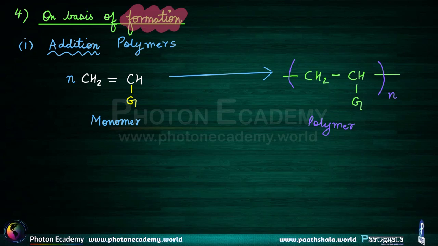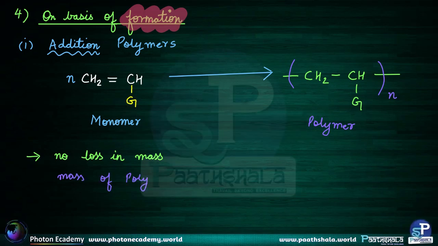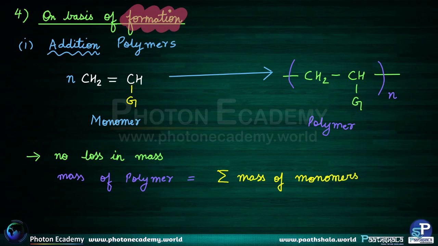A few points that we have to keep in mind over here. The first one is that there is no loss in mass. And what do we mean by that? When we begin to find the mass of the polymer, it actually turns out that it is the summation of the mass of monomers. So imagine that we have taken 8 monomers, then the mass of the polymer will be 8 times the mass of one single monomer. So there is no loss in mass.